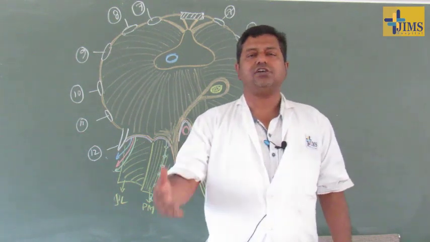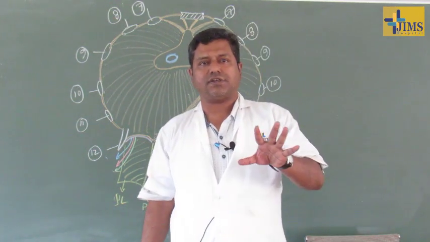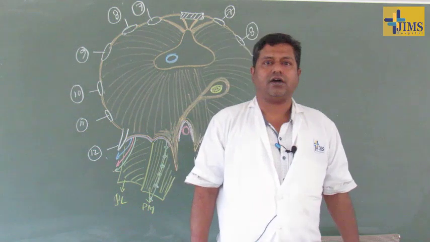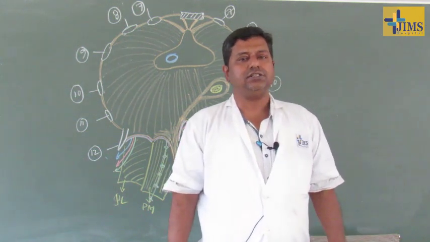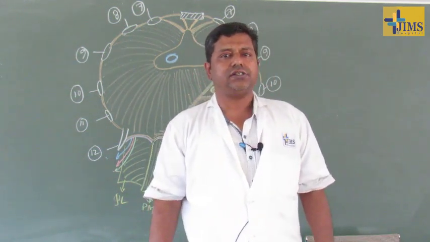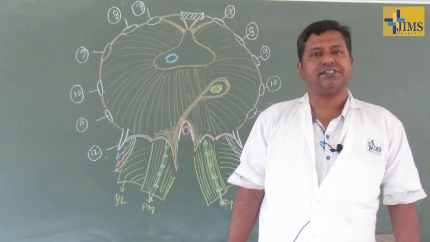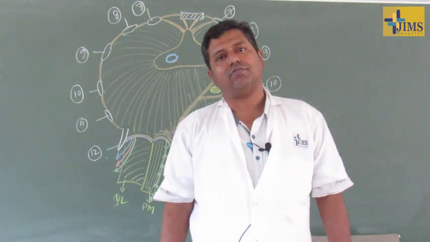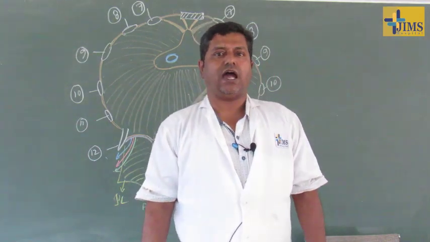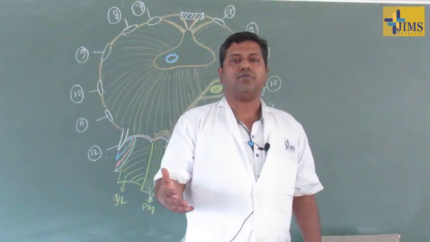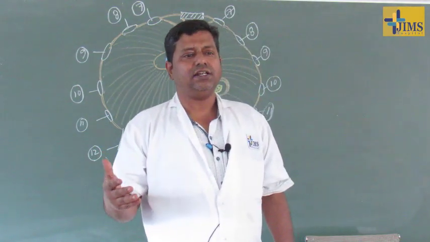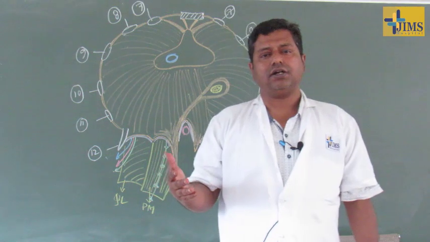Now, what about the origin of the crus of the diaphragm? The right crus takes its origin from the bodies of the first, second and third lumbar vertebra.